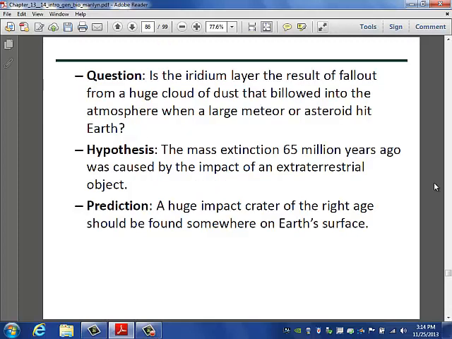So, is the iridium layer the result of fallout from a huge cloud of dust that billowed into the atmosphere after a large meteor or asteroid hit? Mass extinction 65 million years ago was caused by the impact of an extraterrestrial object. That's the hypothesis. Something that came from not of this planet. Huge impact created a crater of the right age, which should be found somewhere on the Earth's surface. So where was it found?